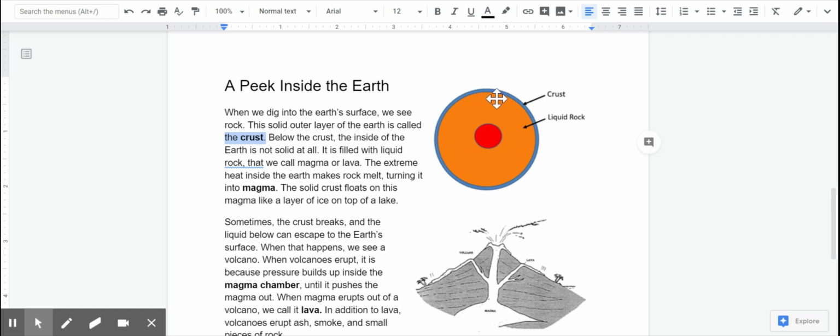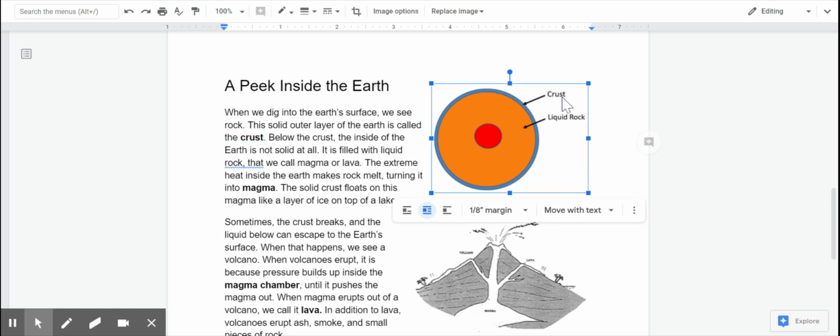I'm then going to look over at this picture and I see that the crust is around the entire outside of the earth. And I heard that it was solid rock in that outside layer. So I'm imagining that blue part of the picture being solid rock.